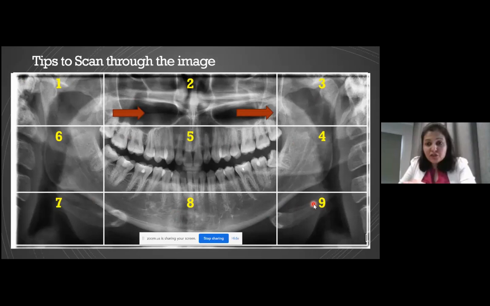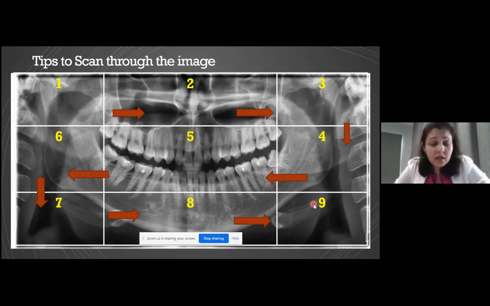Then you scan the mid-facial region. Then you go to 3, which is the left side condyle. Then you move to 4, which is the angle of the mandible on the left side. Then you move to 5, which is the actual dentition area. 6 and 7: 6 is the right angle of the mandible. 7, you would be able to see any hyoid bone or any areas which are beyond the mandible. 8 is the lower body and the symphysis area of the mandible. And 9 is again on the outside where you can see the other structures beyond the mandible. So this way you will not miss any important finding on the image. I hope you have got that.